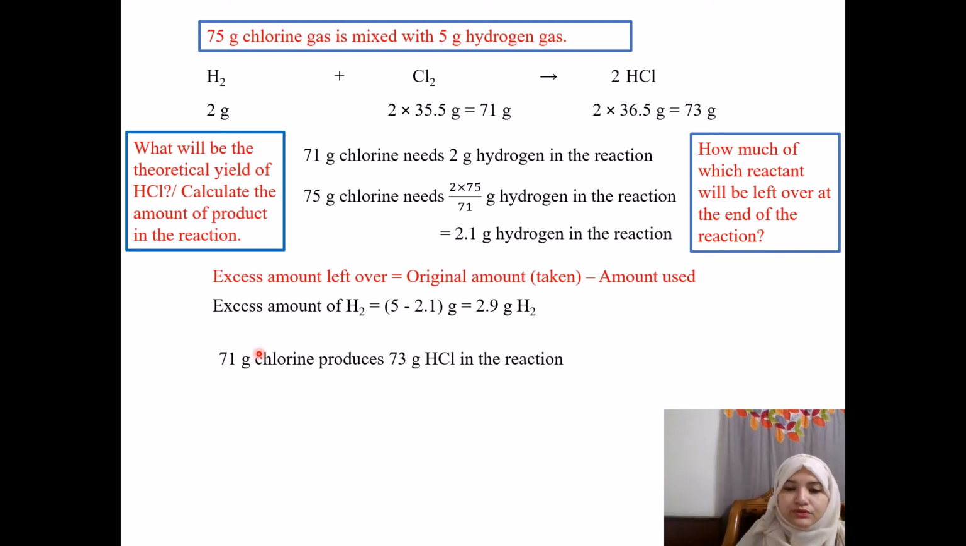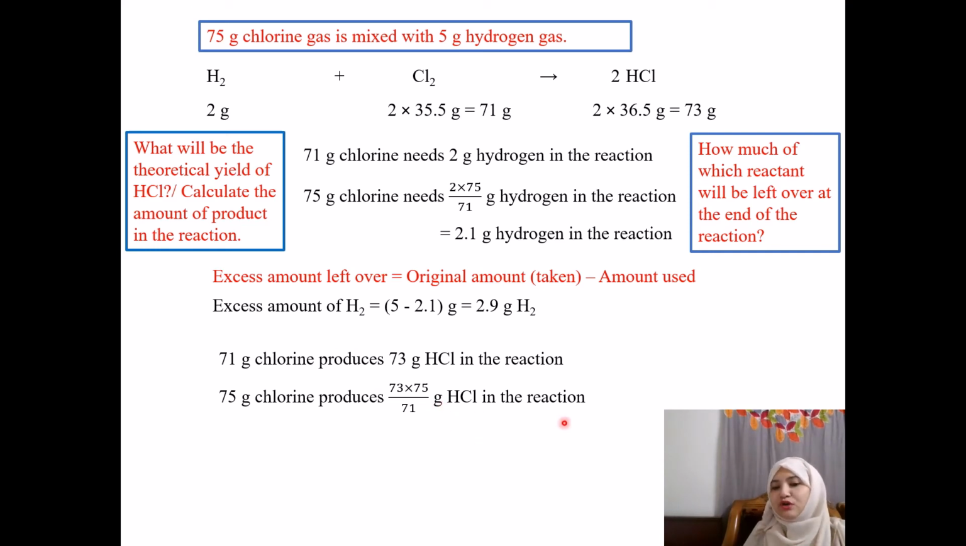Now we have to calculate this amount of product this way. 71 gram chlorine is our limiting reactant. 71 gram chlorine produces 73 gram HCl from our balanced equation, from our stoichiometry. And now the given 75 gram chlorine produces how much HCl? And this is 77.1 gram HCl.